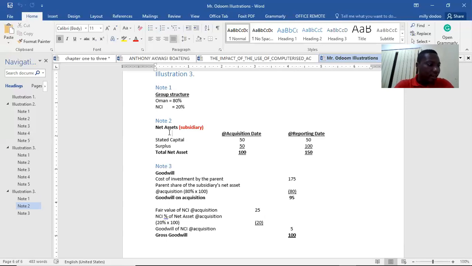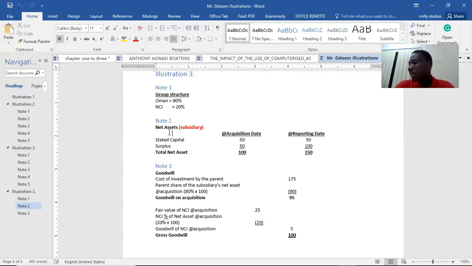Always bear in mind the financial statement that you'll be given is always at the end of the year, or at the reporting date. So the balance sheet you are seeing there is the balance sheet for the reporting date. So the ordinary shares for Muscat is 50 at the reporting date. We were not told if he has issued any shares during the year. So we assume that the stated capital at the beginning is also 50 and at the end of the year is 50. Until you are told anything otherwise, it is always the same like that.